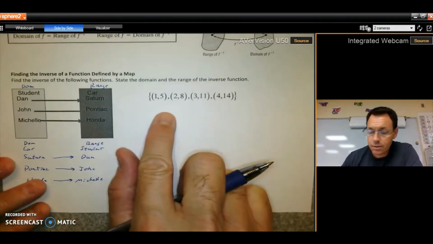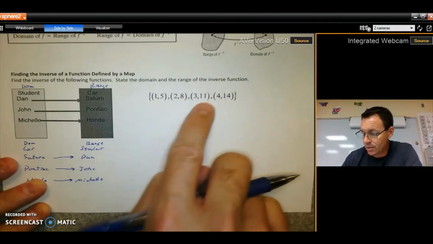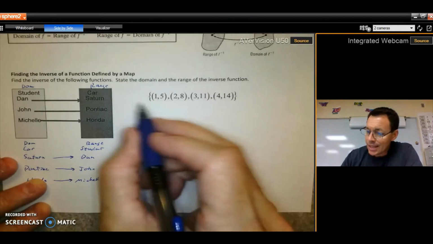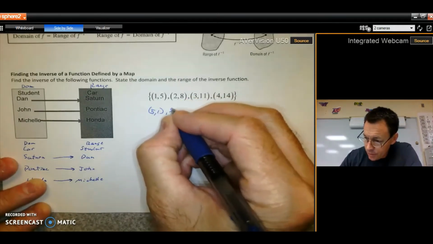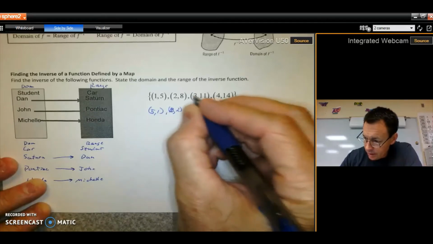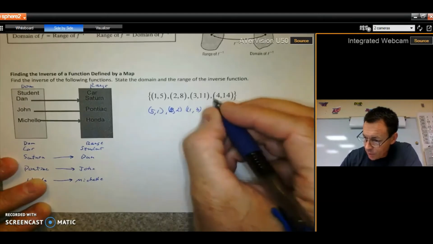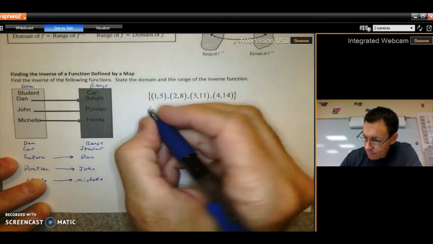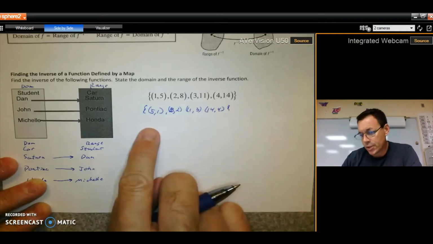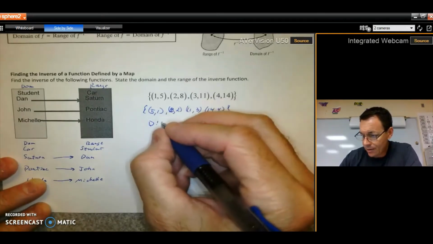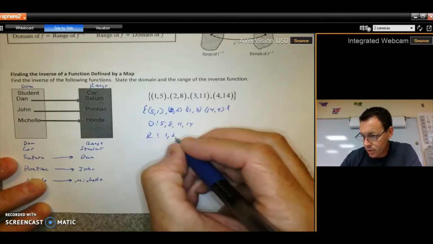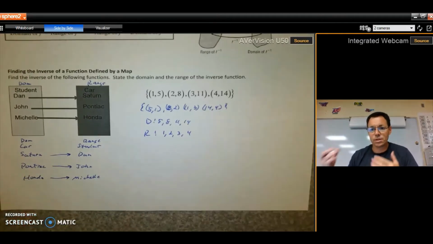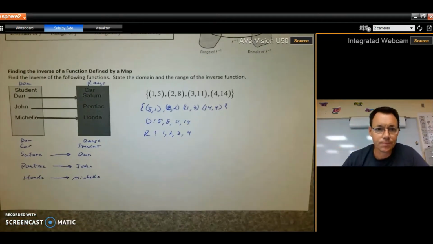For a set of ordered pairs, obviously the x's, these are your domain values, and the y's, those are your range. But the inverse of this function would literally be just take each ordered pair and flip it. So 8, 2, 11, 3, and 14, 4. And that's the inverse. So for this one, the domain is now the 5, the 8, the 11, and the 14. And the range would be the 1, the 2, the 3, and the 4, which was the domain of the previous example. Okay? So that's it. Inverses, you just flip them.